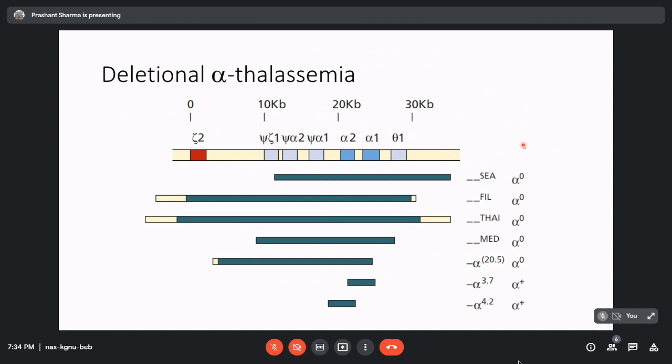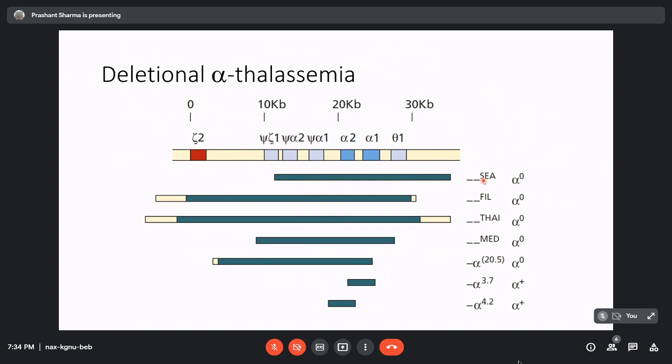On the other hand, for beta thalassemia, the common genetic event that inactivates the gene are large deletions, and these can be really large deletions. So in this figure, we've got the beta globin gene, the alpha globin gene cluster, and the parts in green highlight the extent of the deletion that's happening.